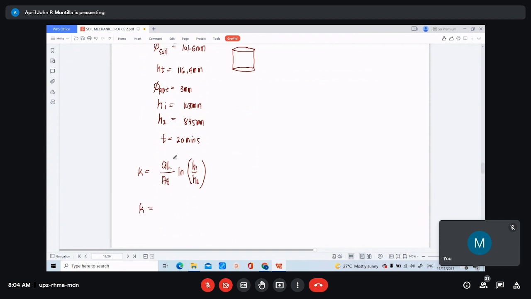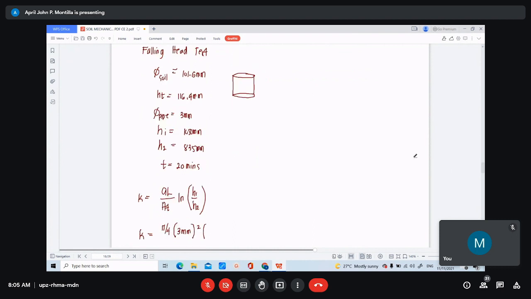Ano yung A? Cross-sectional area ng standpipe. May diameter, kaya circular yun, pi over 4 diameter of 3 millimeters, quantity squared. What is L? Length of flow. Mapapansin nyo, walang L na binigay. No? Pero, ang direction ng flow, perpendicular sa cross-section. Nasaan ba yung cross-section? Eto, di ba? So, nandyan mismo yung direction of flow. O kaya pataas. No, wala kasing binigay na flow, pababa or pataas. Pero since it's falling head test, pababa yan.